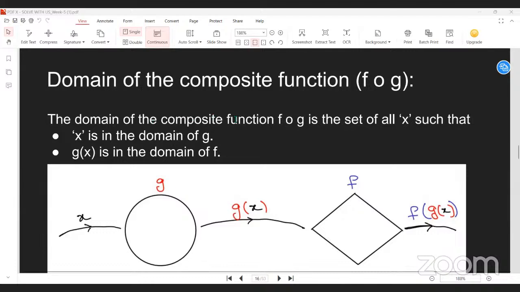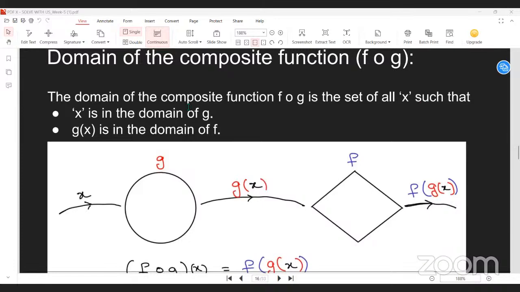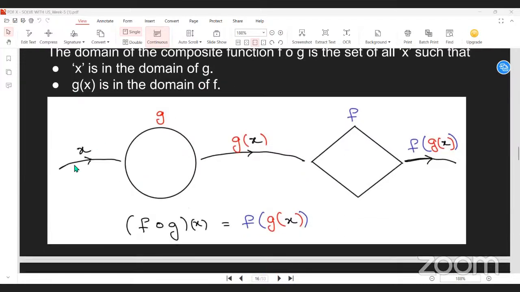So the domain of the composite function f of g of x is the set of all x such that x is in the domain of g and g of x is in the domain of f. See, here is a function g in which we put a value x, it gives us g of x, right?